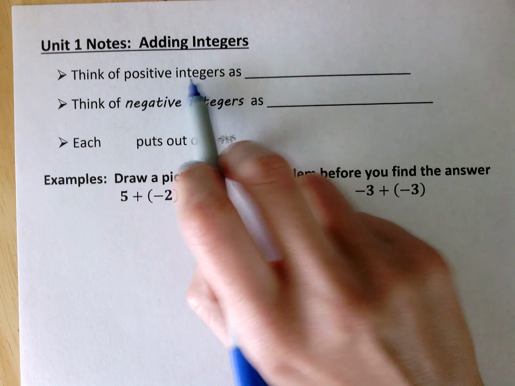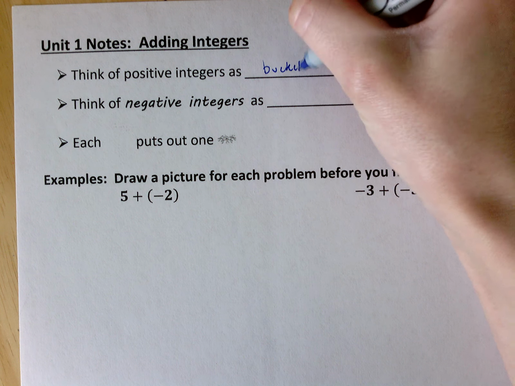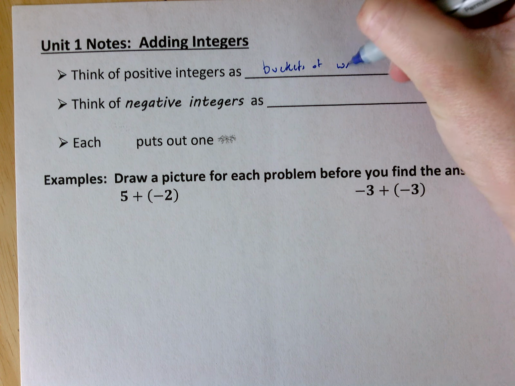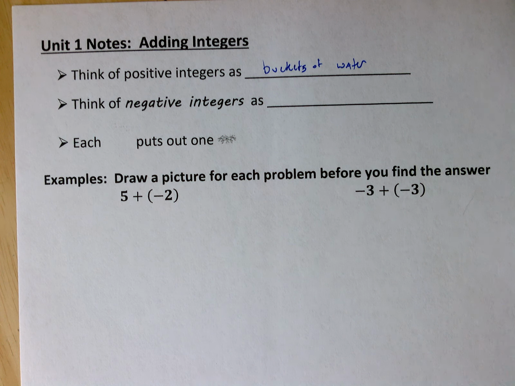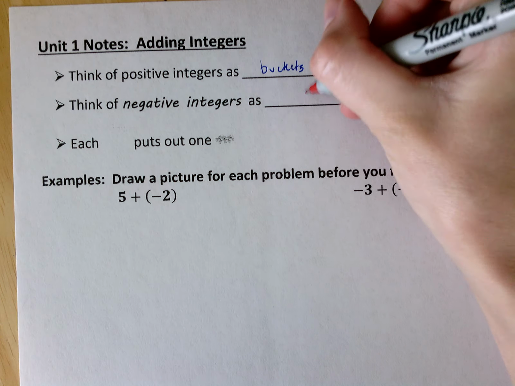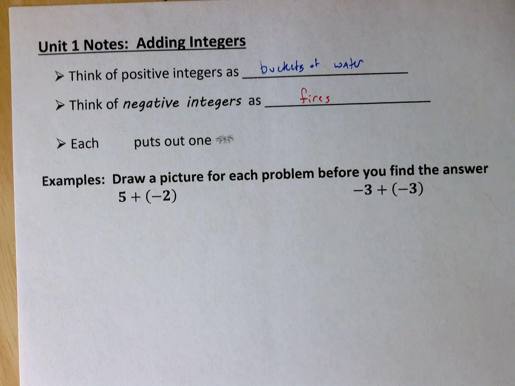When you think of positive integers, I want you to think of them like they are buckets of water. So, buckets of water for our positive integers. And I want you to think of our negative integers as fires. So when we think about this, think about what happens when you take a bucket of water and you dump it on a fire, right? When you do that, your bucket of water is gone and so is your fire, right?